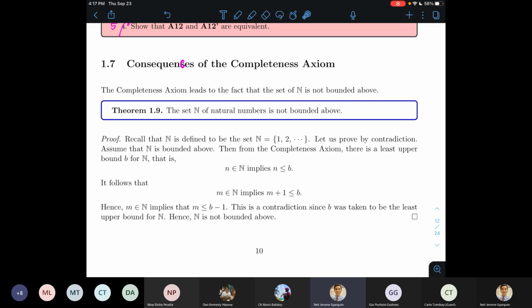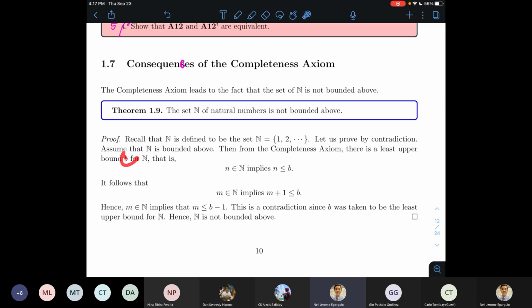And again, in a proof by contradiction, we assume the negation of the conclusion. So the conclusion here, or the thing that we want to prove, is that n is not bounded above. So let's suppose otherwise. For the sake of contradiction, let's assume that n is bounded above. And since n is assumed to be bounded above, by the LUB property, because n is a non-empty subset of R, by the LUB axiom, there is a least upper bound for n.